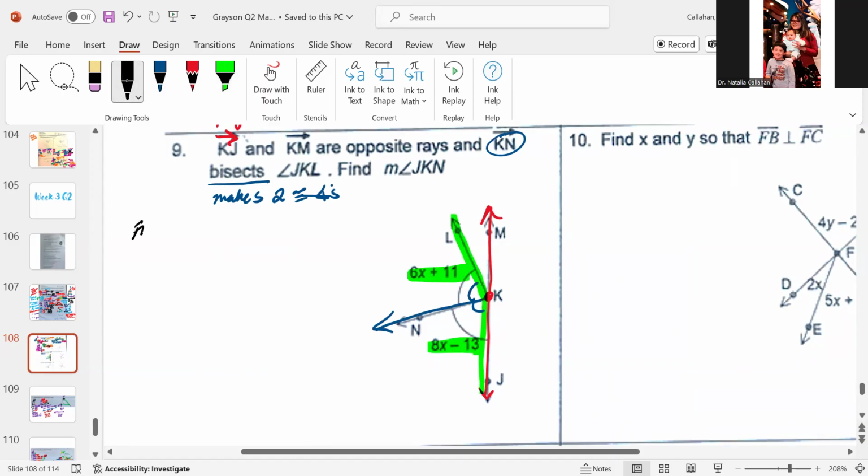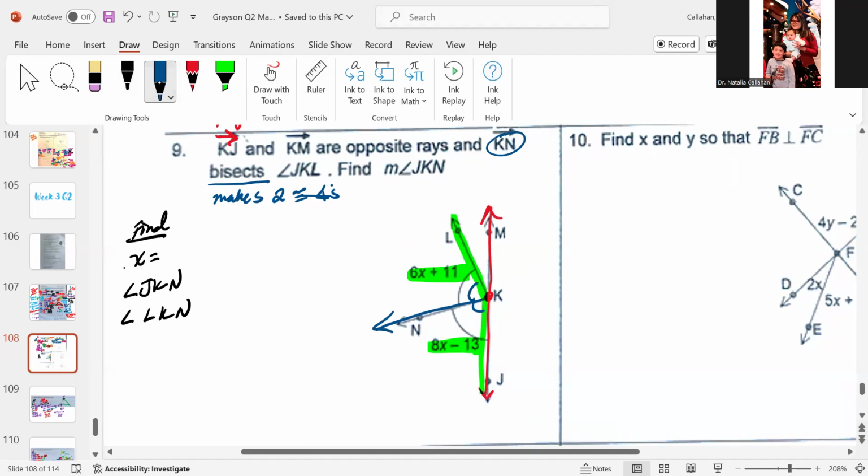Hold on a second. What are we going to find? What variables are we finding? What angles are we finding? Oh, well, it says find measurement JKN, right? Yeah. That's it. JKN. I don't think it asks you to find all the angles, but we'll just write it down. The other angle was LKN, right? Okay. All right.